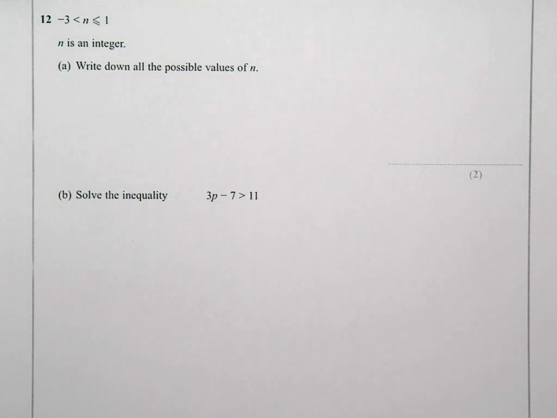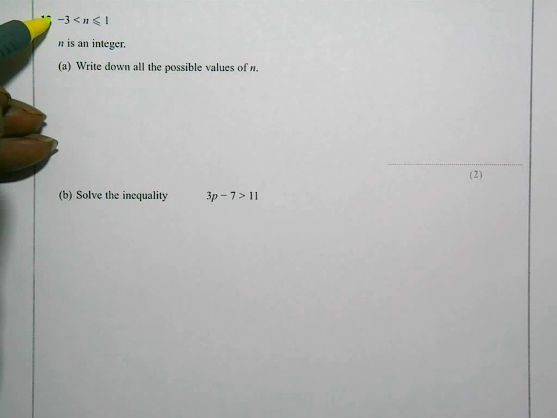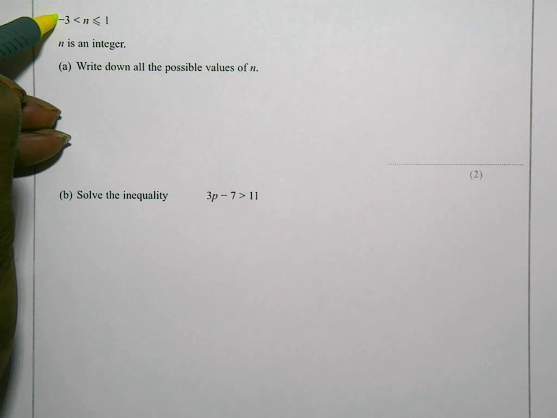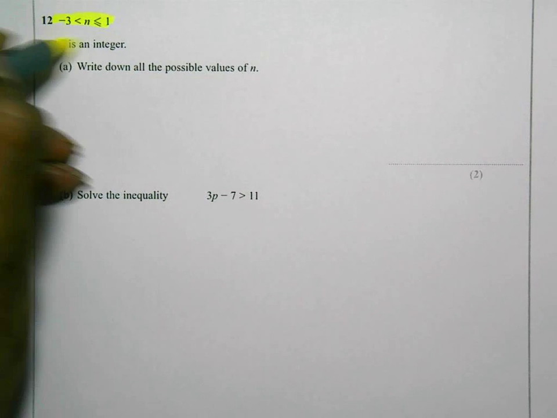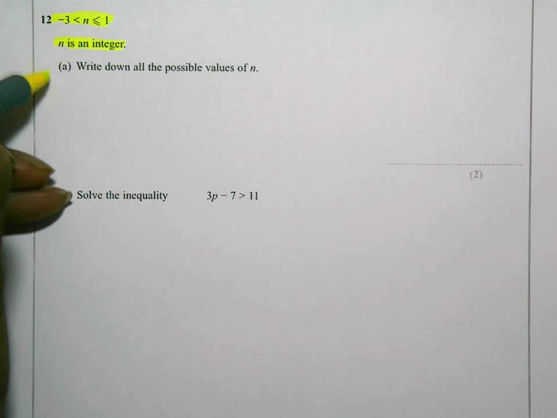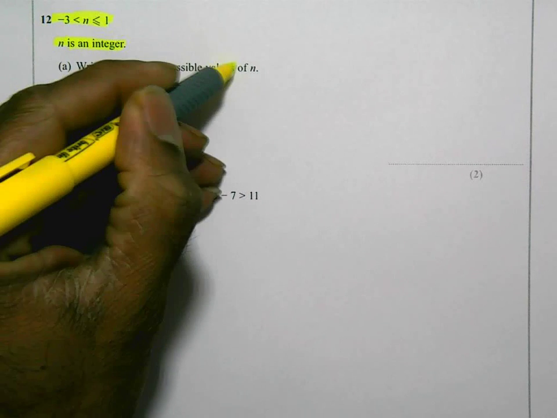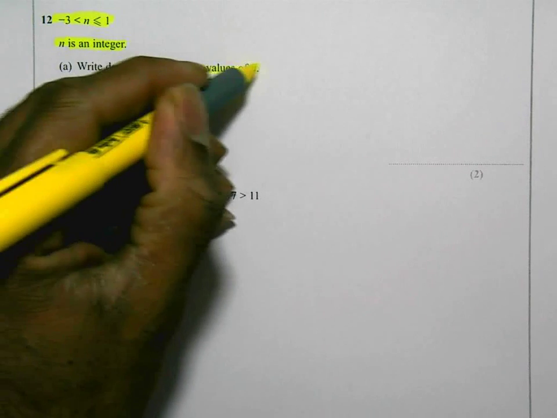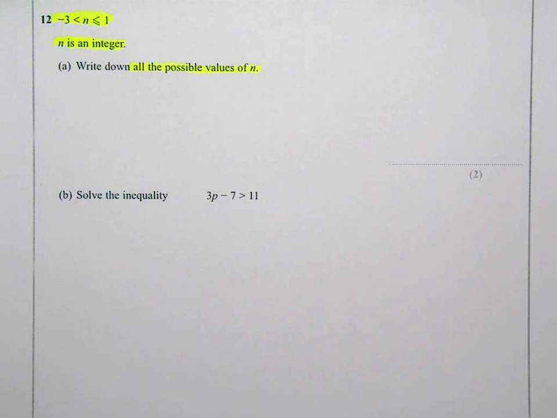This is question 12 on the higher calculator paper. Now let's have a look at this. This is question 12. I have minus 3 less than n less than or equal to 1. n is an integer. Write down all the possible values of n. So all the possible values of n is what I need to find out.